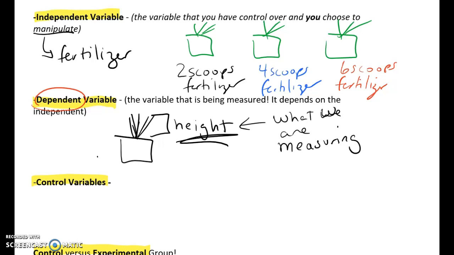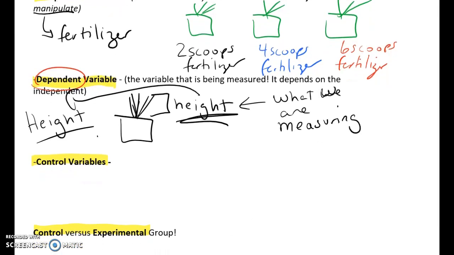So the height is our dependent variable. Our fertilizers are independent and our dependent variable is height because it's what we are measuring. We then look over at control variables. Control variables are variables that we have control over that we do not change. They stay constant.